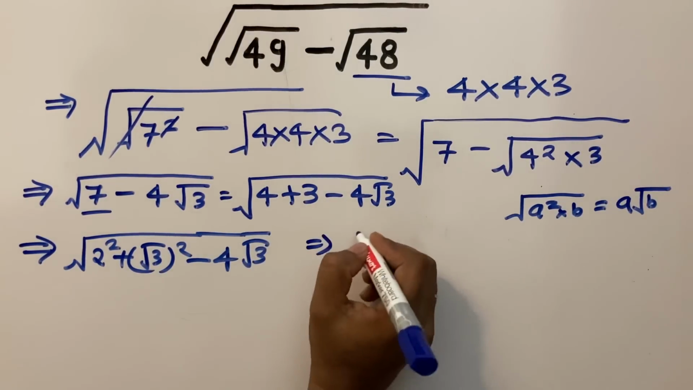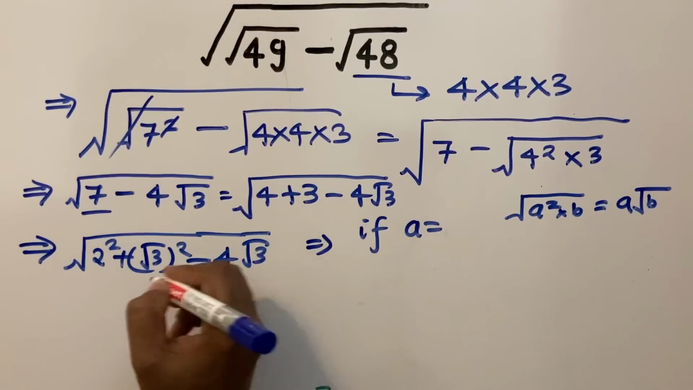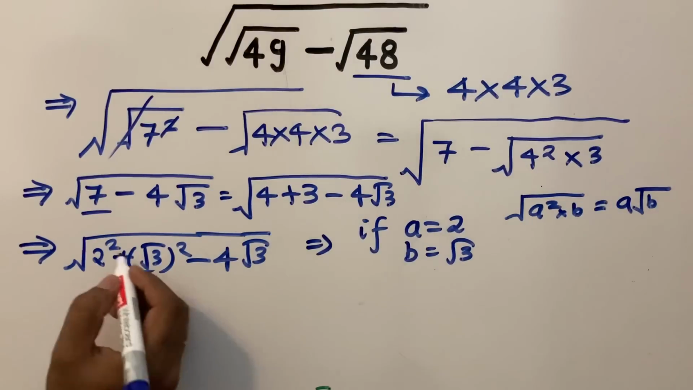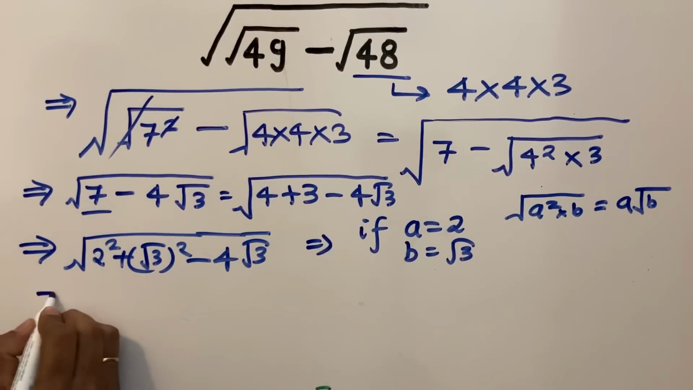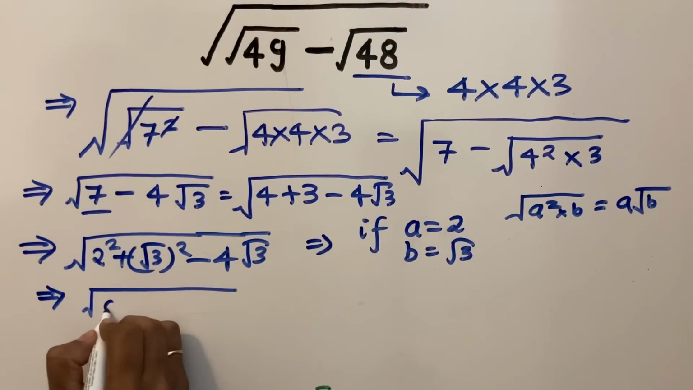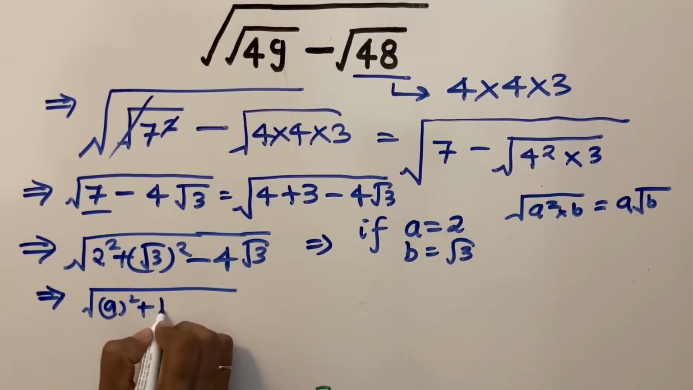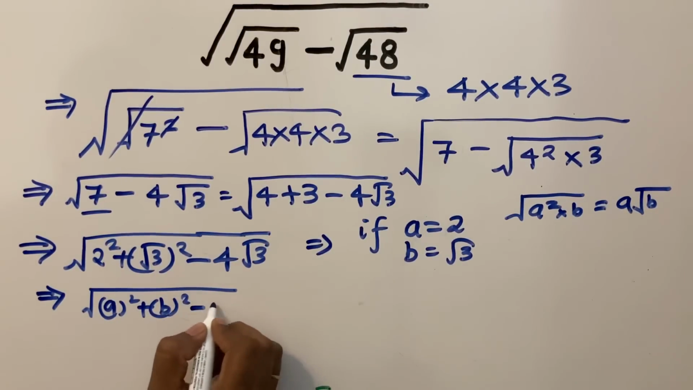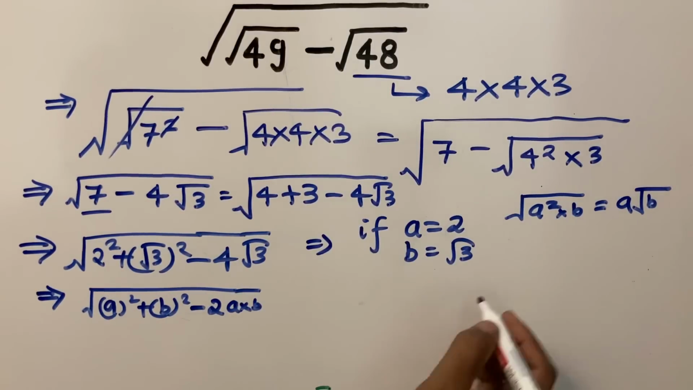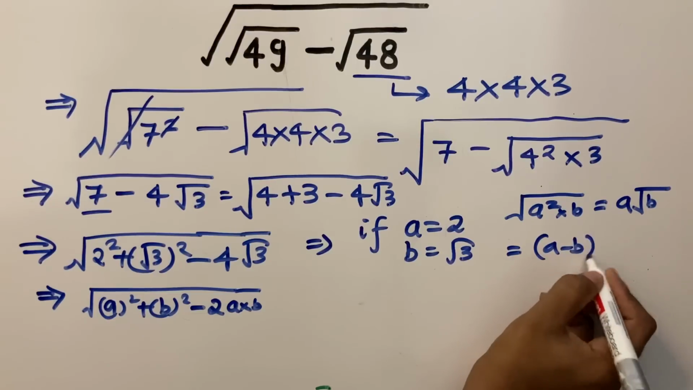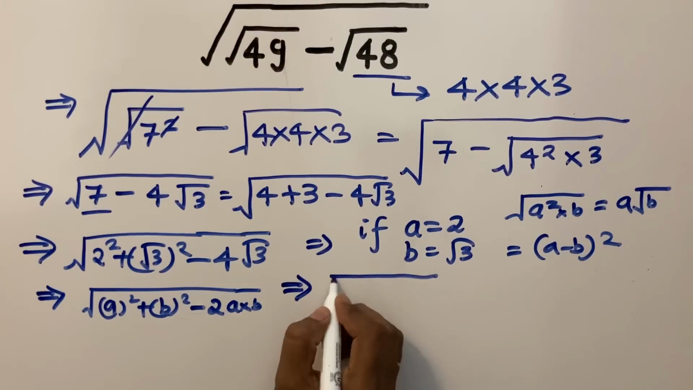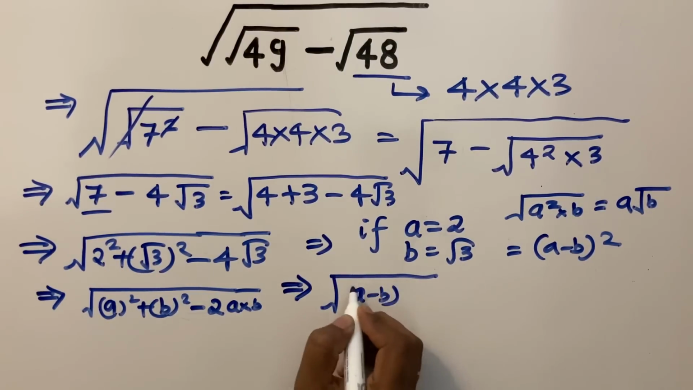Let's assume a equals 2 and b equals square root of 3. So this equation can also be written as square root a square plus b square minus 2ab. So this is in the form of (a minus b) whole square. So this equation further simplifies to (a minus b) whole square.